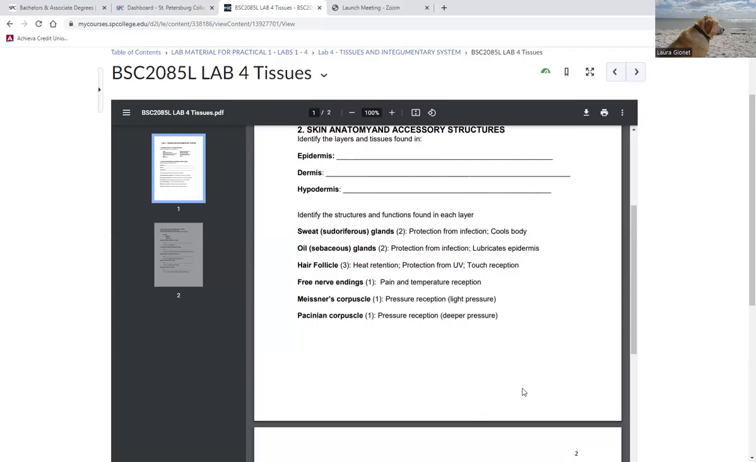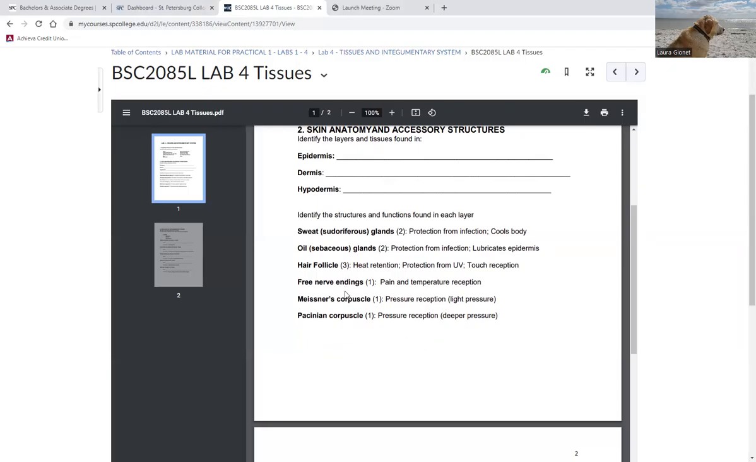Oil, or sebaceous, glands protect from infection also, and help lubricate the epidermis. That oil is another antimicrobial type of substance, but it also keeps your skin from dehydrating. That's essentially what moisturizer is, some kind of oil on your skin that keeps your skin moist. Hair follicles: heat retention, protection from UV, and touch reception. The little hairs on your arms, when a little fruit fly lands on it, that's touch reception.